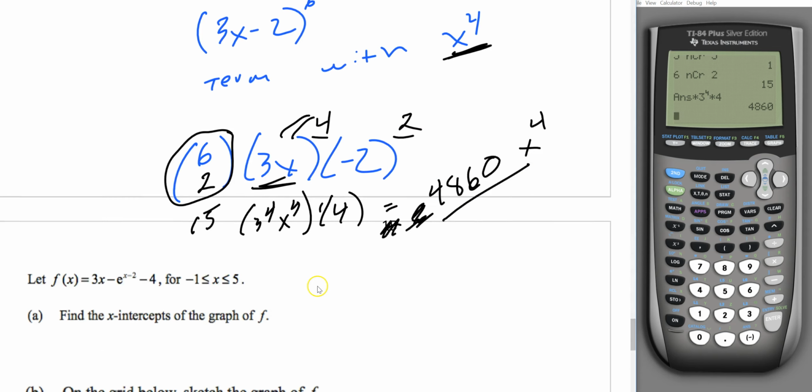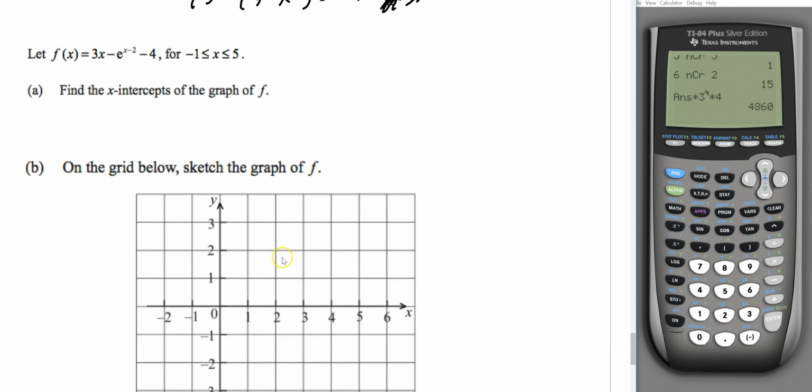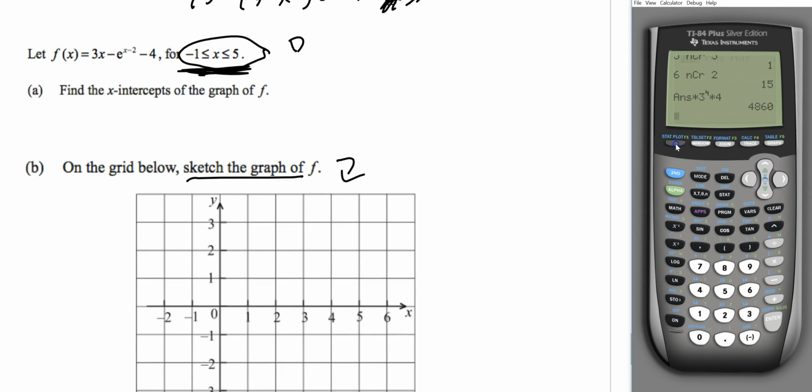So there's that one. Okay, last thing we're going to do. Find the x-intercepts of the graph of f. A couple things I want you to keep in mind. Notice how right here is your domain, so I'm going to make my graph only care about that. If I want to find the x-intercepts, I'm only going to care about that part. When I graph it, I'll make it look like this, but only graph this part. I know it's a little tricky, but I'll explain it. First, let's type that in: 3x minus e to the x minus 2, minus 4.